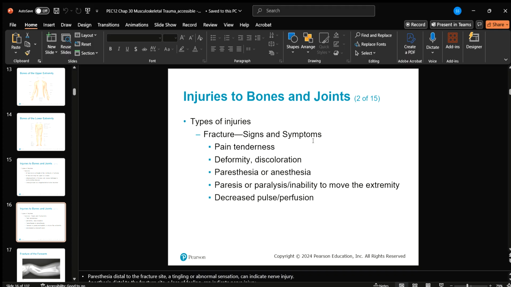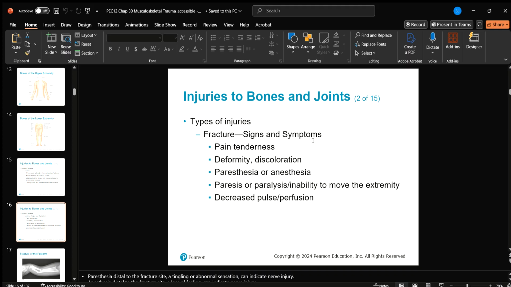Paresis or paralysis is the inability to move, and then you may have decreased pulse and perfusion. So one thing that I stress when doing your assessments is to actually get a palpated radial pulse on both extremities at the same time.